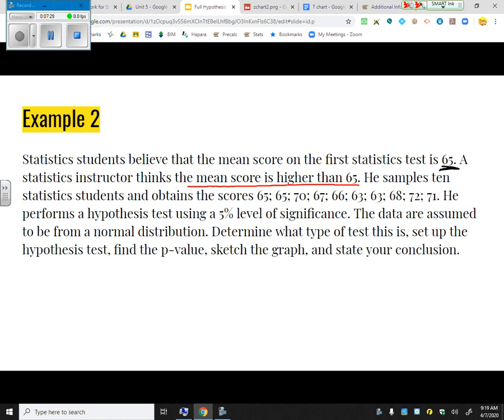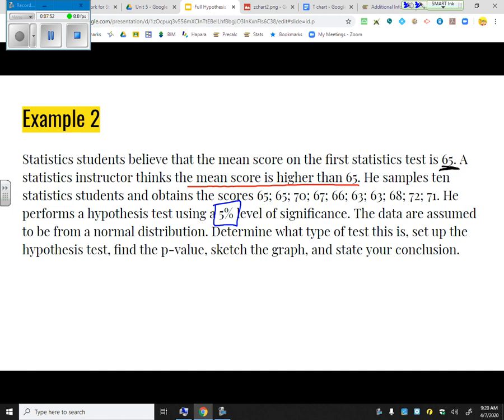Okay, so he takes 10 of the stats students. I don't know why he didn't take them all. Maybe he has a really, really large class. Maybe it's at Ohio State or something. And he gets these 10 scores, and he performs a hypothesis test at the 5% level of significance. Ooh, that's good right there, knowing that that's my alpha level.